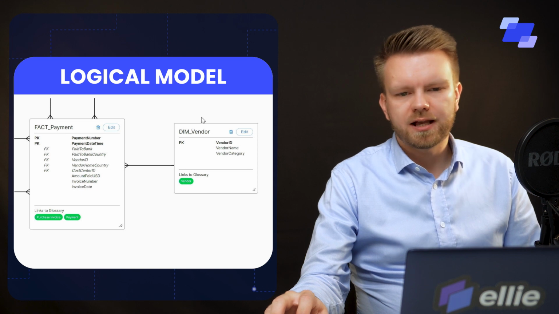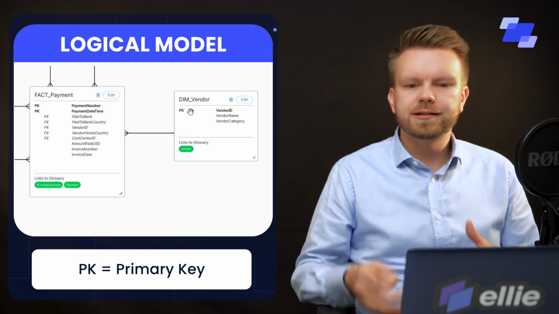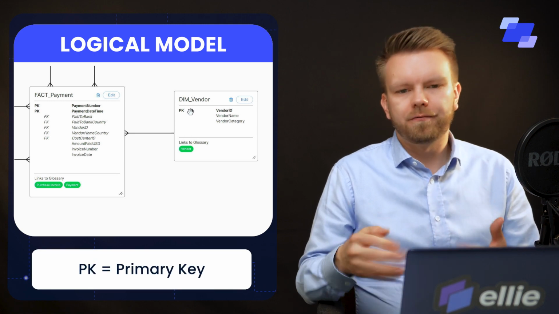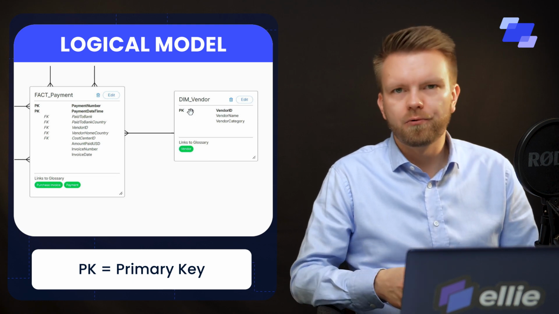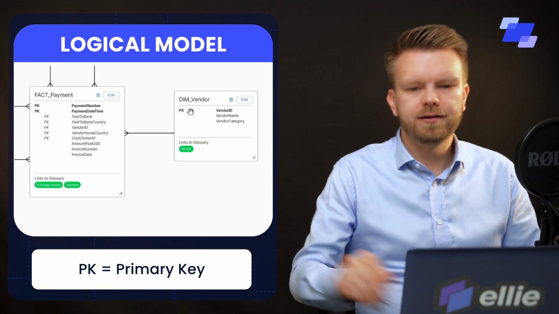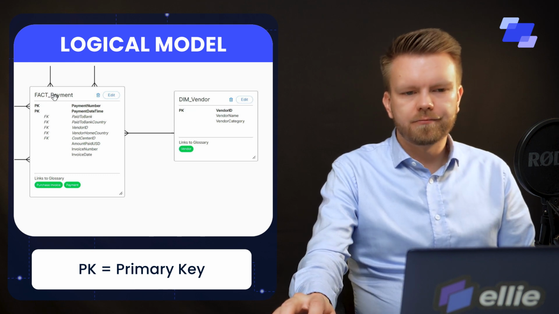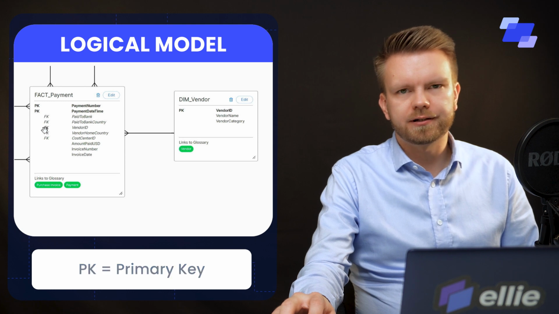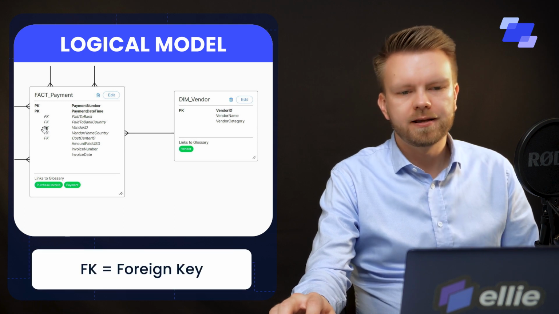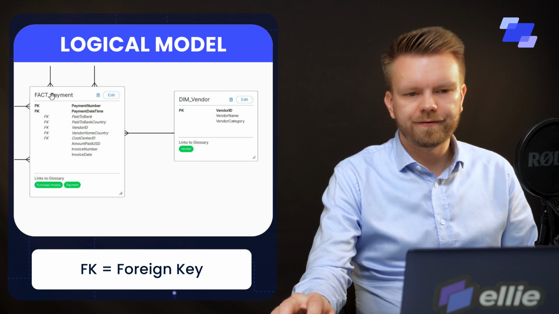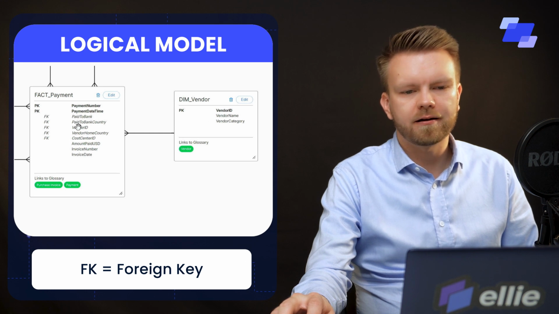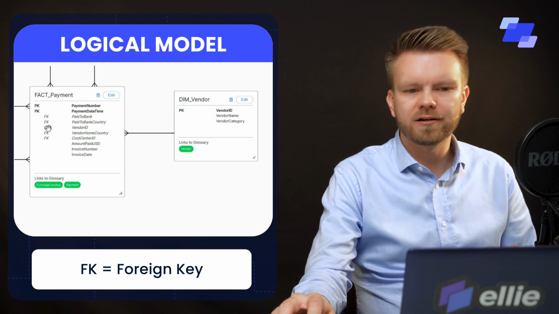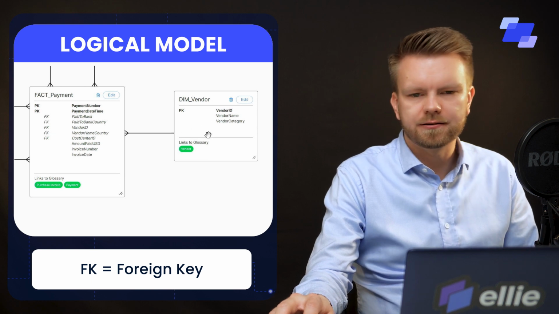In addition, we have marked the vendor ID as a PK, which means primary key. This is the identifying fact of that vendor. So we know that each vendor has its vendor ID, and that's how we know which vendor is which. On the payment fact side here, we see that the vendor ID is marked as FK, which means foreign key. This means that the vendor ID in the payment fact references the vendor dimension here. So it's a kind of key field for vendors coming from a foreign object, in this case, the dim vendor here.